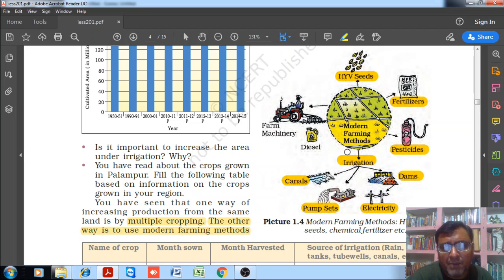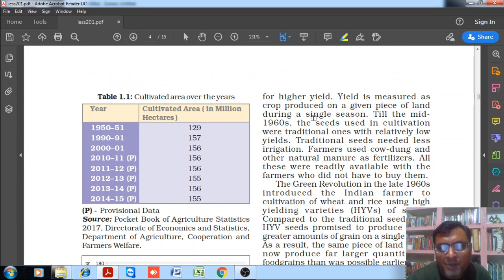Now another important modern farming method is farm machinery. Farm machinery like tractors, harvesters, combine machines, threshers, and many other tools and machines are used nowadays in agriculture for increasing the production and for doing those farm activities faster. With less labor, we can do more work in a smart way. That is the modern way of farming. With the help of diesel, we can use generators, engines, and different machineries like tractors. So these are all the modern farming methods which can be used to increase the farm production from the same piece of land.